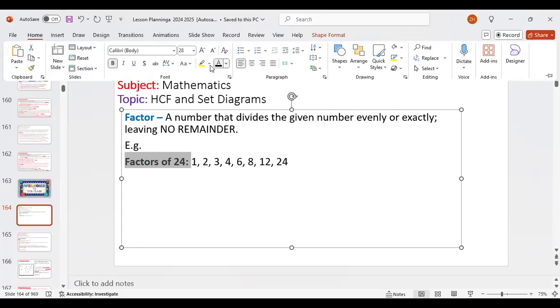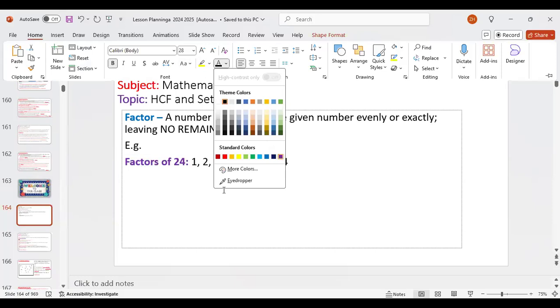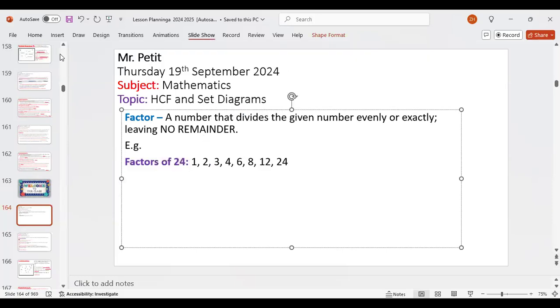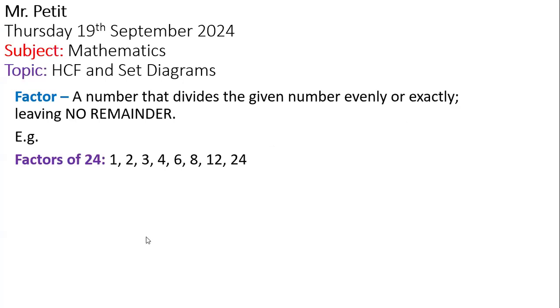All right. So some persons may be like, Mr. Petit, how you get these numbers? How y'all are getting these numbers? By multiplication. Well, this is how we get the numbers. We know that 1 times 24 is 24. So that means that 1 and 24 are factors of 24.